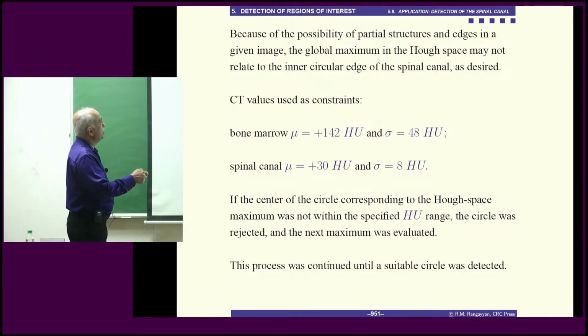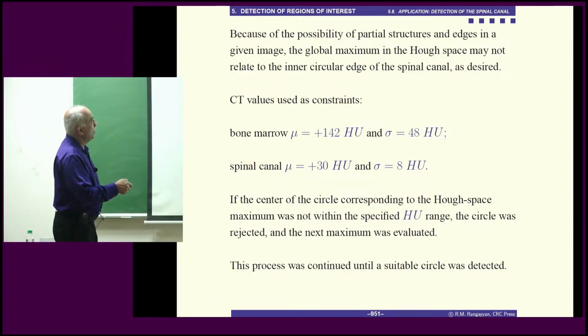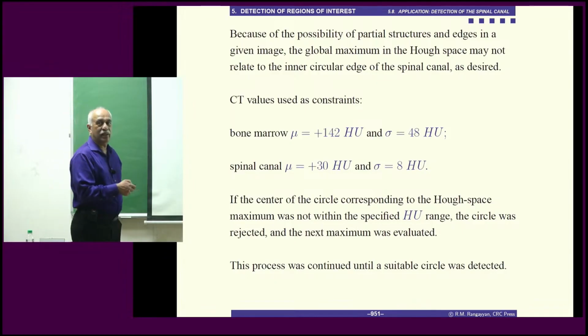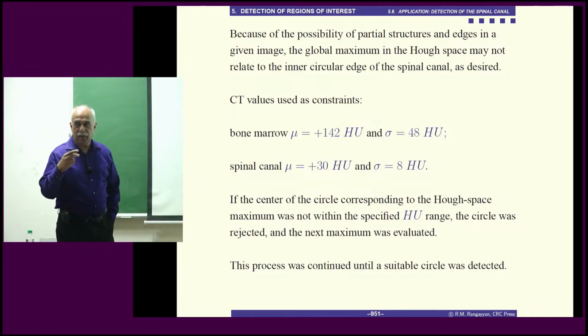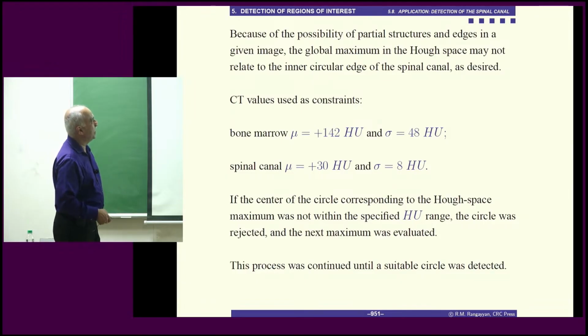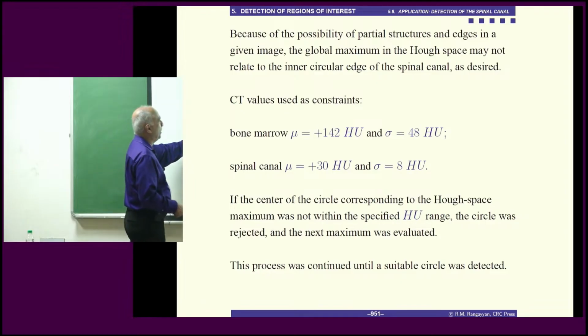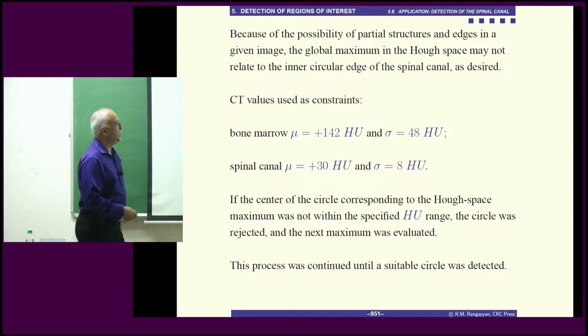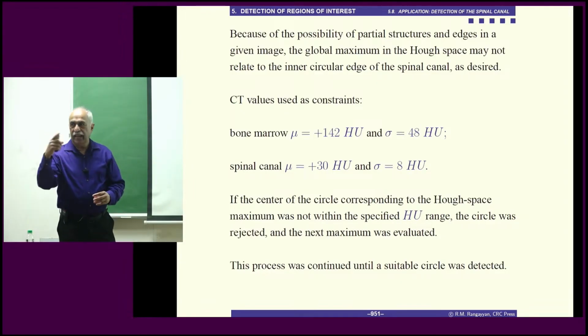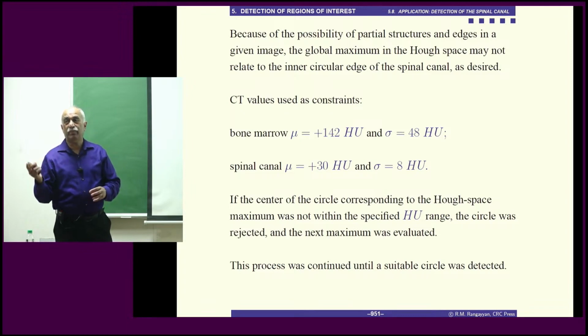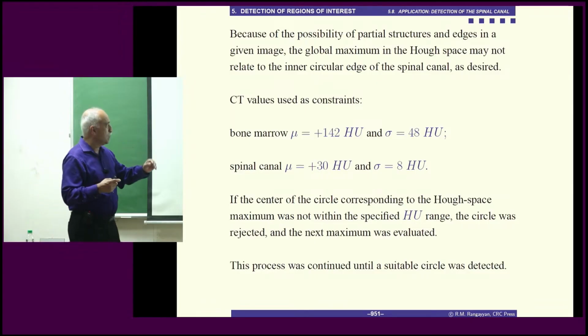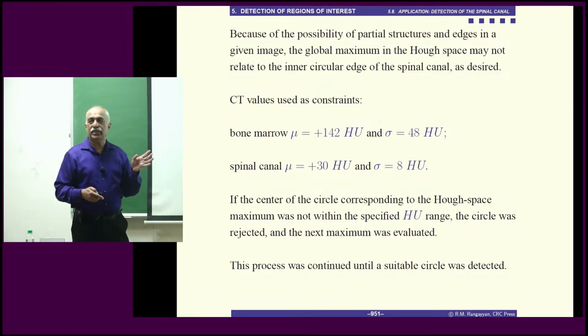CT values used as constraints: bone marrow plus 142 Hounsfield units, sigma 48. Spinal canal 30 Hounsfield units. The actual spine, the bone will be much, much higher. If the center of the circle corresponding to the Hough space maximum was not within that specified Hounsfield unit range, it was rejected. And the circle corresponding to the next maximum in the Hough space was evaluated in the same manner until a suitable circle was detected.